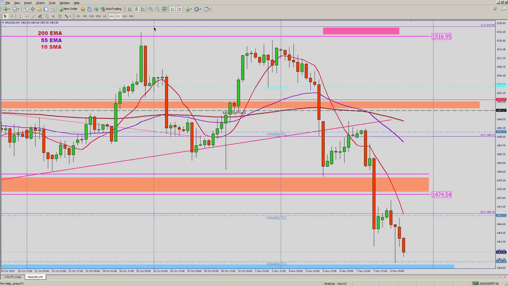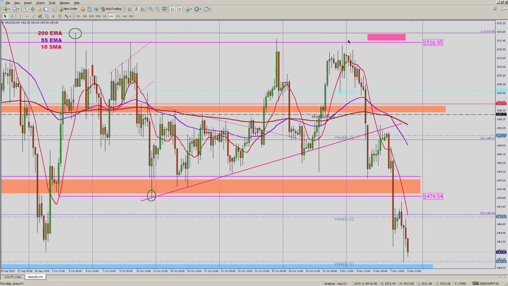Let's take a look at the 4-hour time frame. After breaking below the lower trend line and retesting it on Thursday, it fell hard, and after a slight pullback, it continued lower last night. Just before the close of the US session, it did hit the weekly S3. We'll see what the new weekly pivots are for next week.